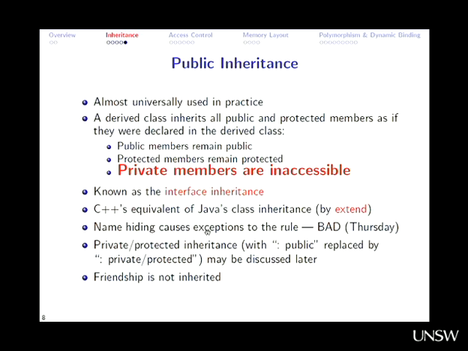Name hiding causes exceptions to the rule, and we'll talk about this either today or otherwise Thursday. So basically, if you don't override something that should have been overridden, you can end up accidentally hiding some functionality. If you want to do private or protected inheritance, change the word public out for private or protected. The slide here says we'll discuss this later. We probably won't because it's not in the exam.